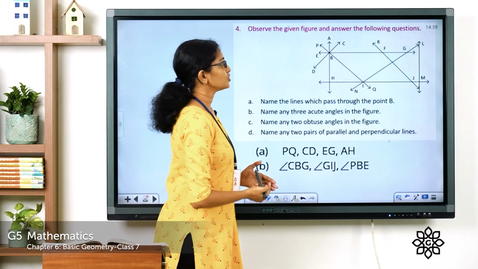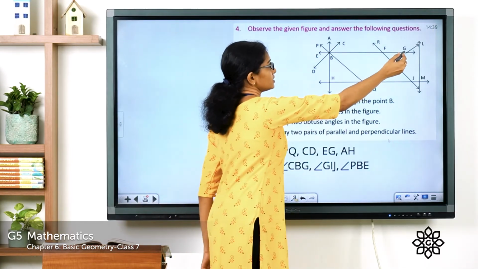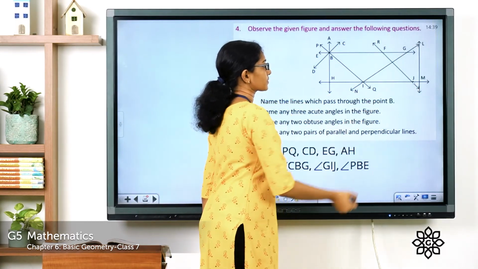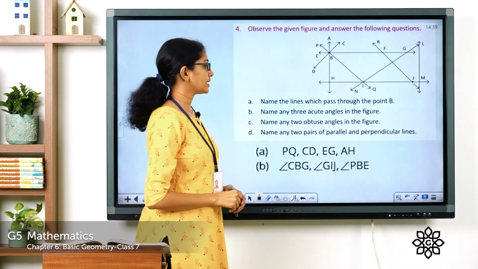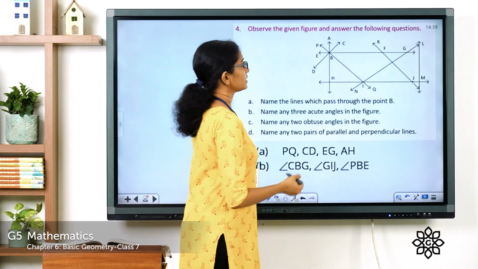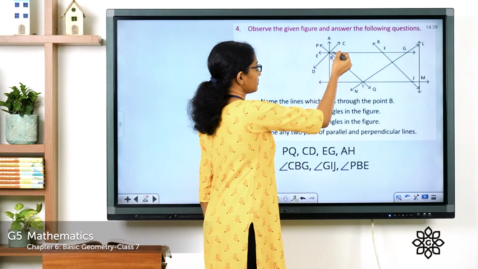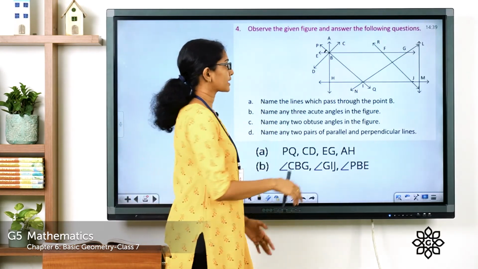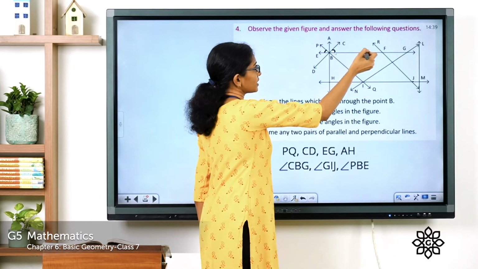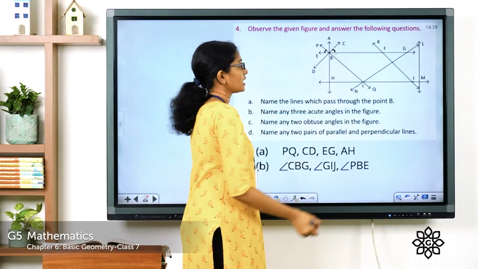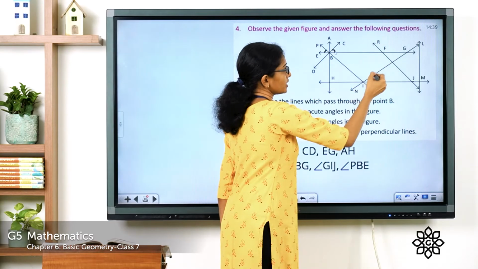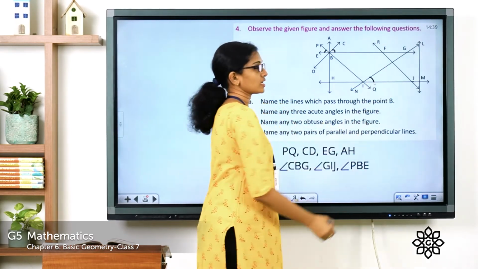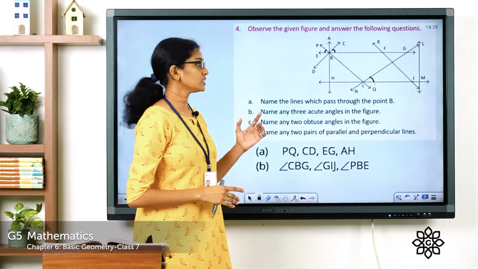Then angle GIJ. See, GIJ. That is also one acute angle there. Then angle PBE. PBE. This one. This is also an acute angle. So 3 acute angles are angle CBG, angle PBE and also angle GIJ. These are 3 acute angles from the figure.